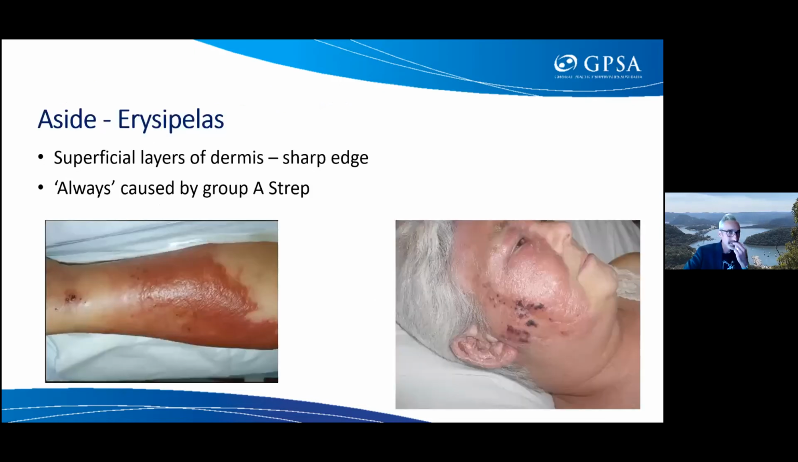And then erysipelas, just worth mentioning, the distinction between cellulitis and erysipelas is probably not super important, but it used to be emphasized a lot more in medical school teaching in the past.